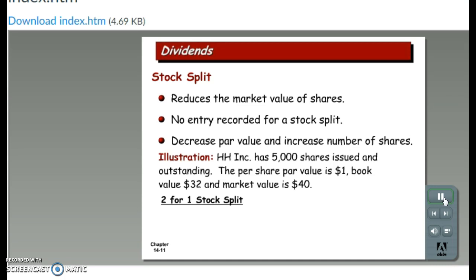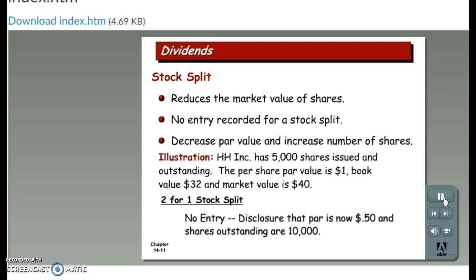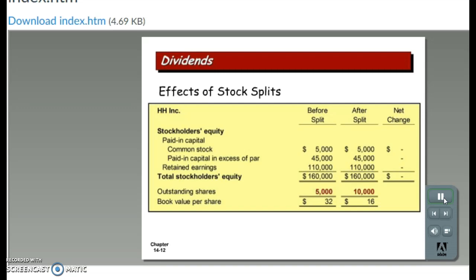If there is a 2-for-1 stock split, there is no entry, but the par value is now 50 cents per share, calculated by dividing the original $1 par by 2. And shares outstanding are now 10,000, calculated by multiplying 5,000 by 2. All of the stockholders' equity account amounts are the same before and after the split. However, the outstanding shares double from 5,000 shares to 10,000 shares after the stock split. The book value per share decreases as a result of the doubled shares, and the par value is cut in half from $1 to 50 cents per share after the split.